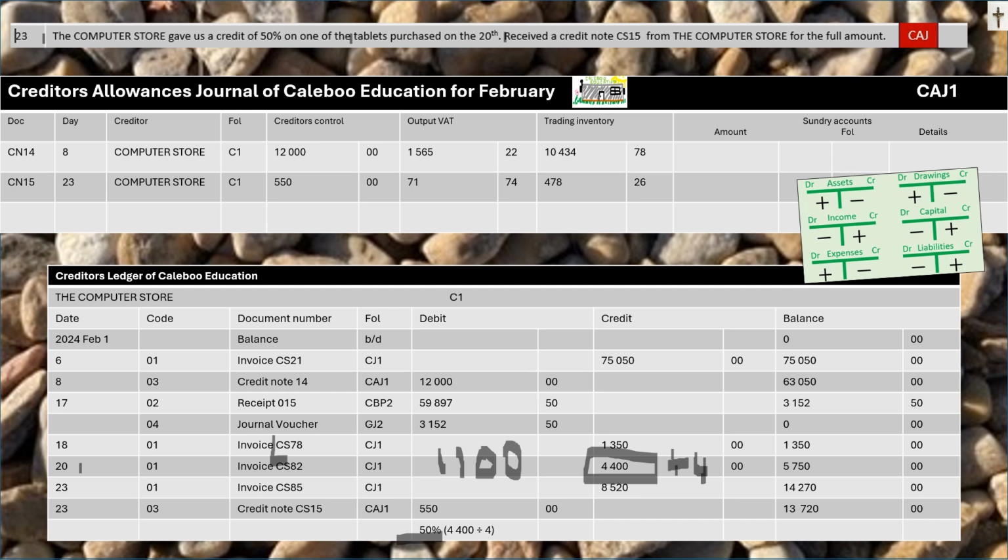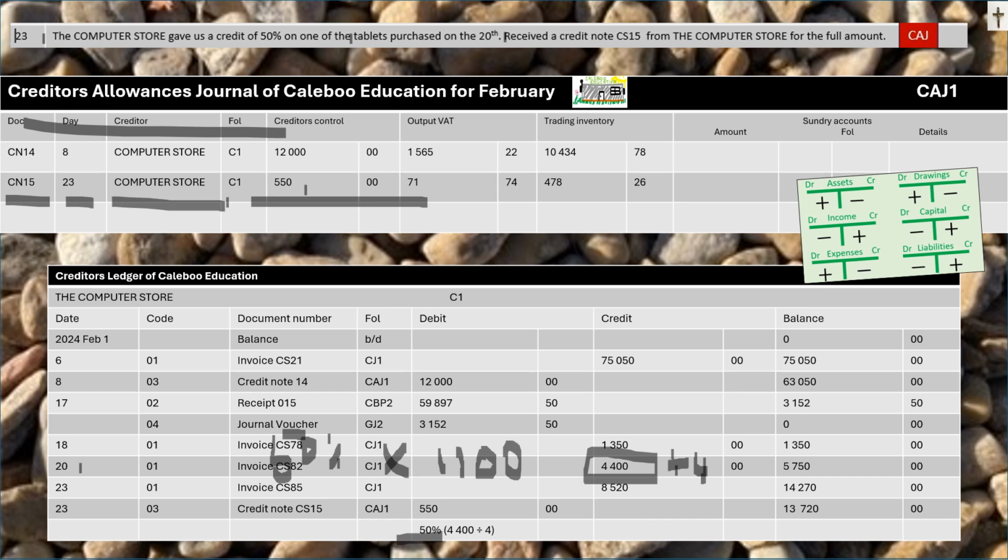We got a credit of 50% on one of the tablets. So the credit is 50% multiplied by 1,100. The amount of the credit, and a credit goes into the creditor's allowance journal, is 550. There's the document number, the day, the creditor's folio reference. The amount of the credit is 550.